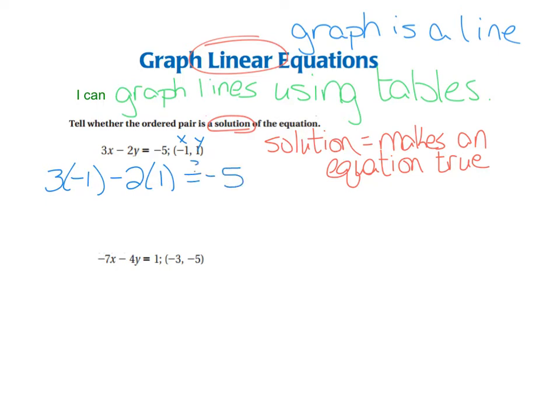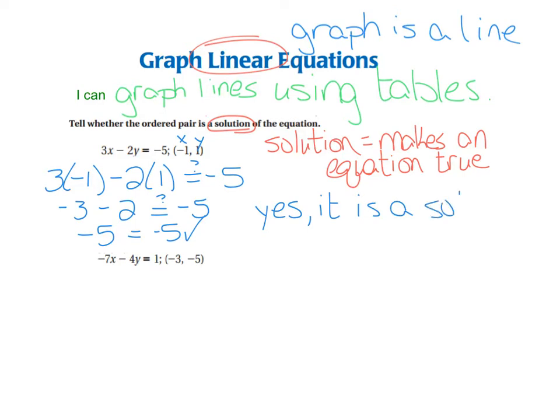All right, order of operations. 3 times -1 is -3, minus 2 times 1 is 2. We want to know, does that equal -5? -3 minus 2 is in fact -5. This is equal. Since it makes this true, we would say yes. That ordered pair is a solution. Most of the time you're just going to write yes or no, and that's fine, but for your notes put it is a solution.